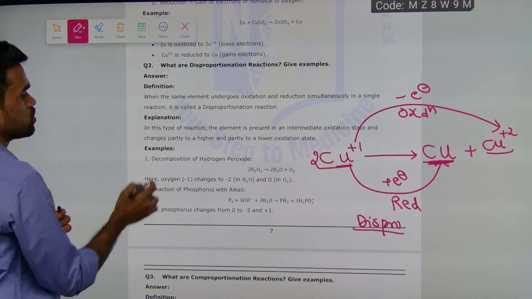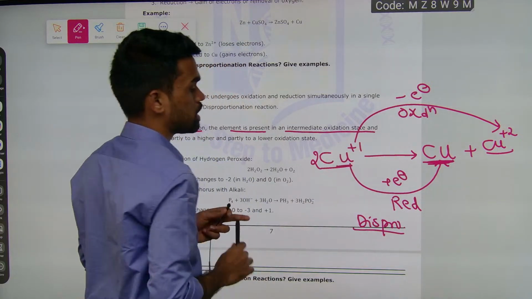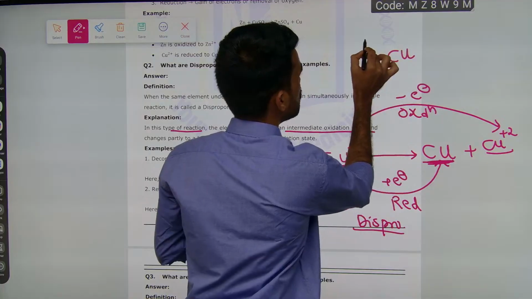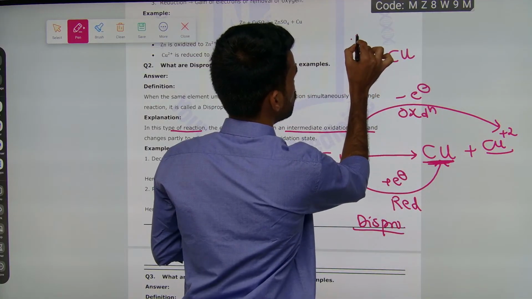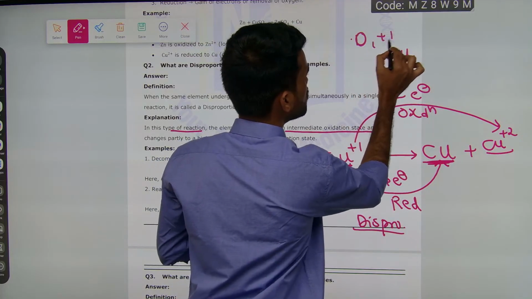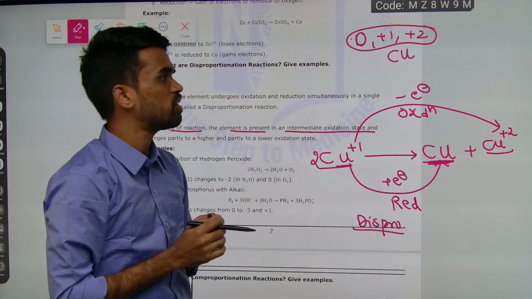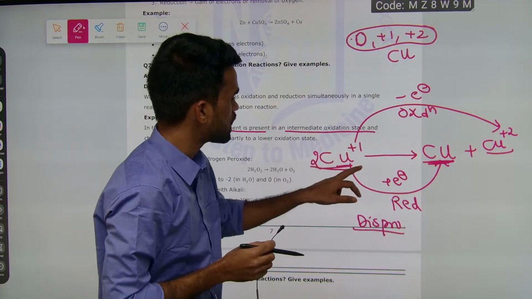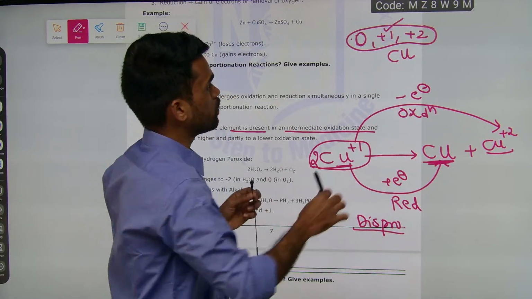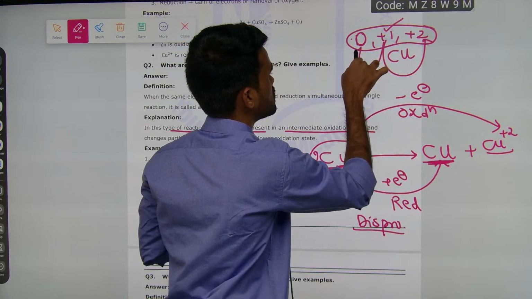The next: in this type of reaction, the element is present in an intermediate oxidation state, right? See, copper can exist in +1 oxidation state, or it can be 0, or +2. These are the 3 most commonly seen oxidation states for copper. On the reactant side it is in an intermediate oxidation state, +1. Now it can go to the maximum oxidation state +2 or the minimum oxidation state 0.